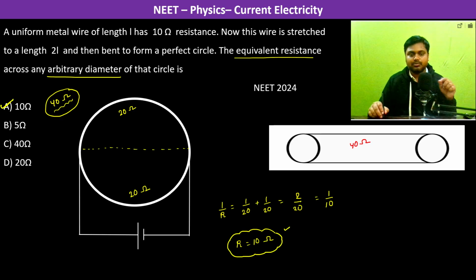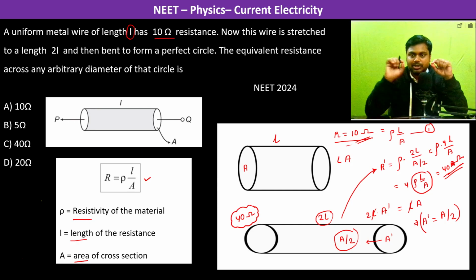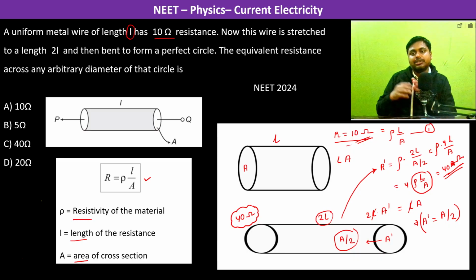So just summarize what we did. So first we understood that resistance equals rho L by A. Now on stretching it, the length increases and the area of cross section also changes. We found out what is the new area of cross section, and the new length is given. Based upon that, we found out the new resistance of the material. So that came out to be 40 ohms.